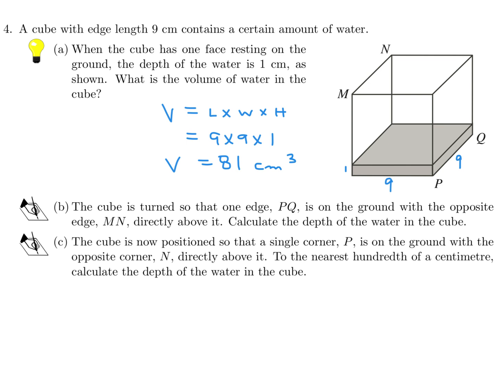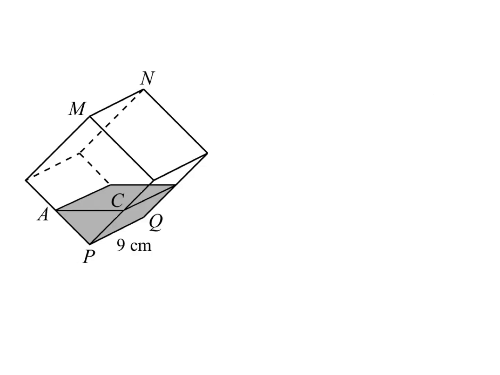B. The cube is turned so that one edge, PQ, is on the ground and the opposite edge, MN, directly above it. Calculate the depth of the water in the cube. So here's a diagram that describes that question. And the volume will basically be the area of the base times the height. So I'll explain.